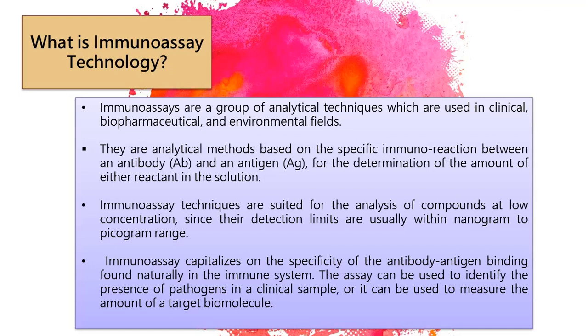Immunoassay capitalizes on the specificity of the antibody-antigen binding found naturally in the immune system. The assay can be used to identify the presence of pathogens in a clinical sample, or it can be used to measure the amount of a target biomolecule.